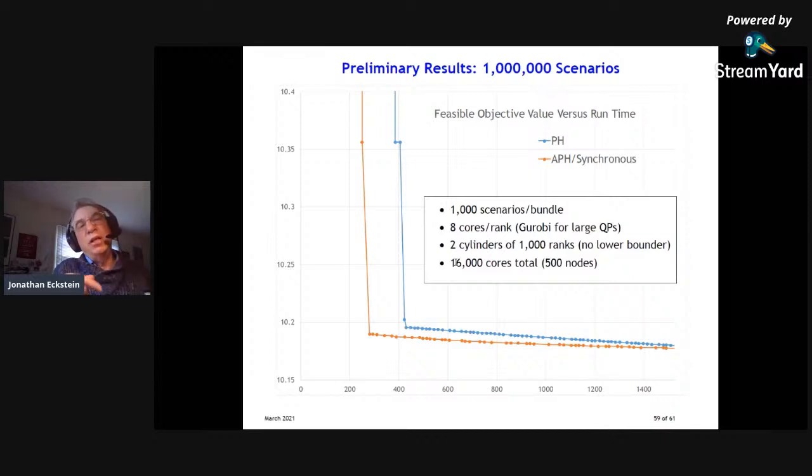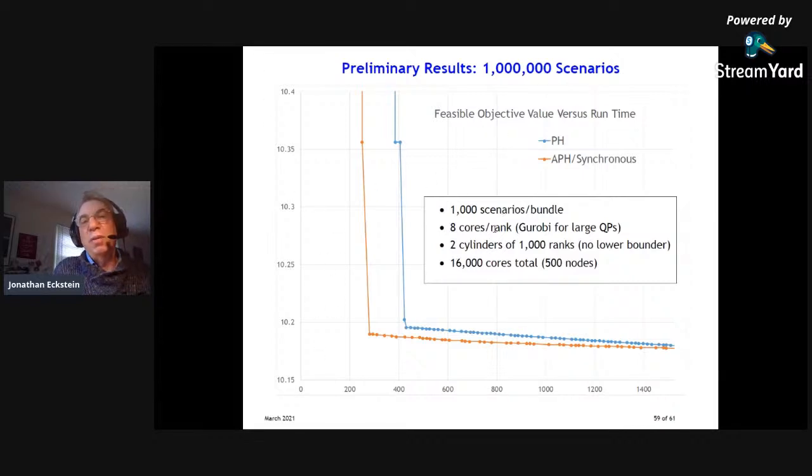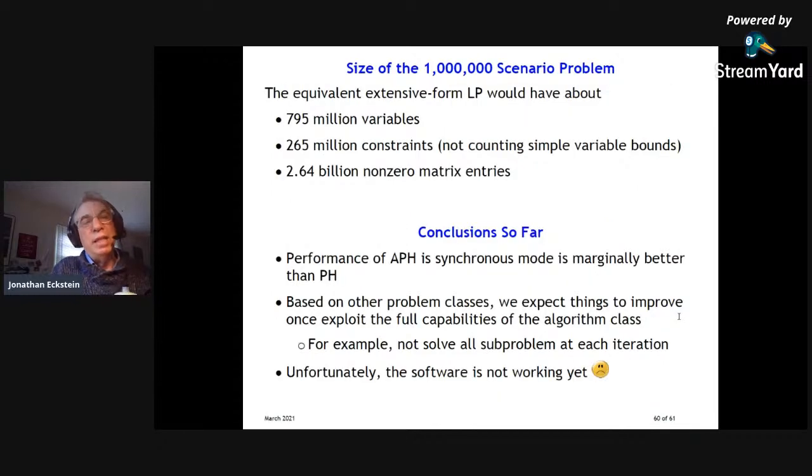Okay. This is a problem with 1 million scenarios, so we don't actually know the optimal solution, so I'm just printing the objective value here. But this is 1,000 scenarios per bundle, 8 cores, same thing. But now we have 2 cylinders of 1,000 ranks, so we're actually using 16,000 cores or 500 nodes to solve this. I think the actual solution is between 10.2 and 10.15, but you can see, anyway, we're doing a little better here with our new algorithm, but it's not much. Okay, but that problem has 795 million variables, 265 million constraints, and 2 to 3 billion non-zero matrix entries.